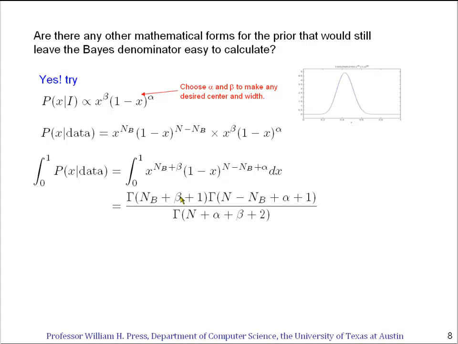Previously, for the flat prior, that would be equivalent to choosing alpha equals beta equals 0, because then this would be x to the 0 and 1 minus x to the 0, which is just the constant 1. Now we see how a different choice of prior comes into our estimate of the probability distribution of x.